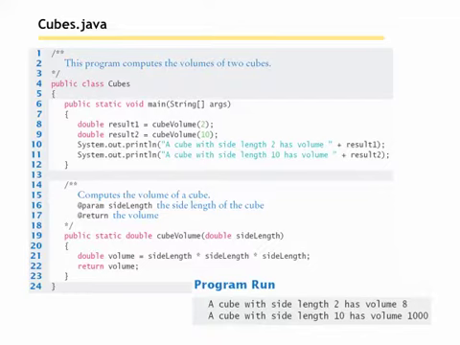Here's an example of Cubes.java, and you can get this from the textbook website. So we have public class Cubes, and then public static void main(String[] args), and then we call double result1 = cubeVolume, passing it 2, and then the second time on line 9, double result2 = cubeVolume, passing it 10. What happens at line 8 is we call the method cubeVolume, so control is passed down to line 19 where we have cubeVolume.